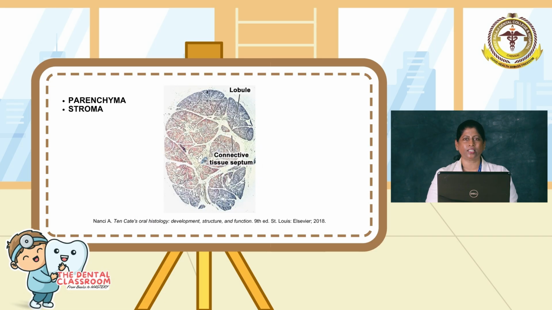Coming to the organization, the salivary gland is divided into parenchyma and stroma. The parenchyma will include the ducts and the terminal end pieces, also referred to as the acini. The stroma is the connective tissue. It forms a capsule around the salivary gland, and this also divides the parenchyma into bigger lobes and smaller lobules.